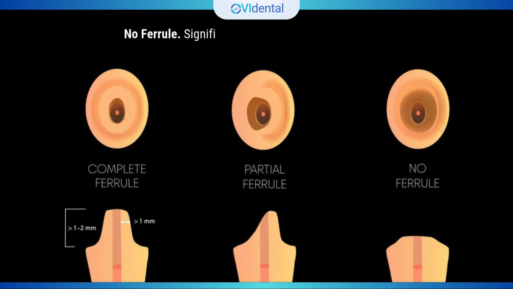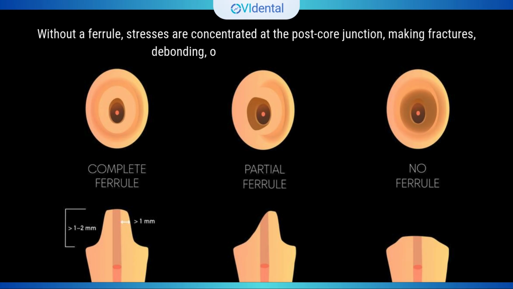No ferrule significantly compromises the prognosis. Without a ferrule, stresses are concentrated at the post-core junction, making fractures, debonding, or tooth loss much more likely.